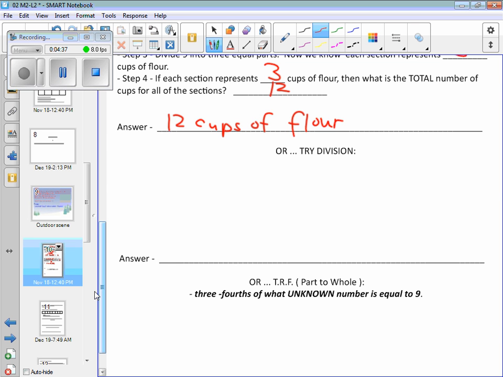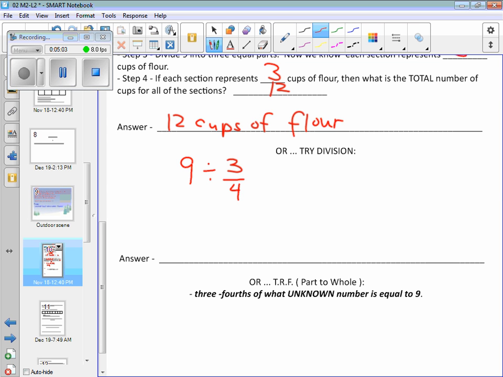That's one way to do it. I'll let you get caught up, and then I'm going to show you 2 other ways to do it. You're going to pick the way that works best for you eventually, but I'm going to show you all 3. Okay, we can also do it using straight division. 9 divided by 3/4.